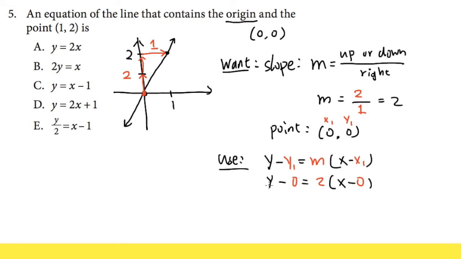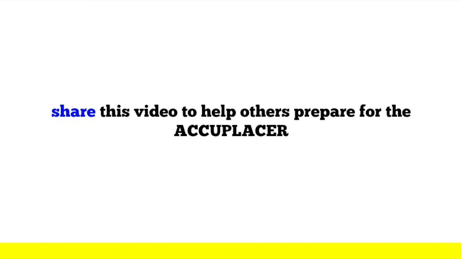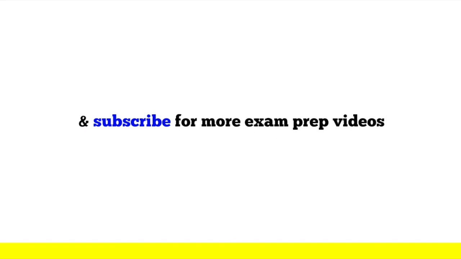As you can see, y minus 0 is just y, so we got the y by itself already, and then it's equal to 2 times x minus 0, which is just x. So we have 2 times x, which is just 2x. And this right here is the answer. y is equal to 2x, and that's answer choice A right here. That's it.